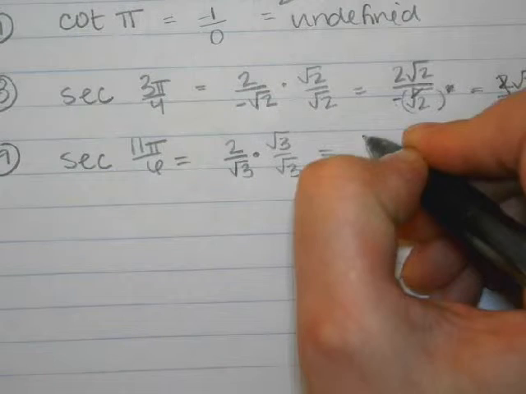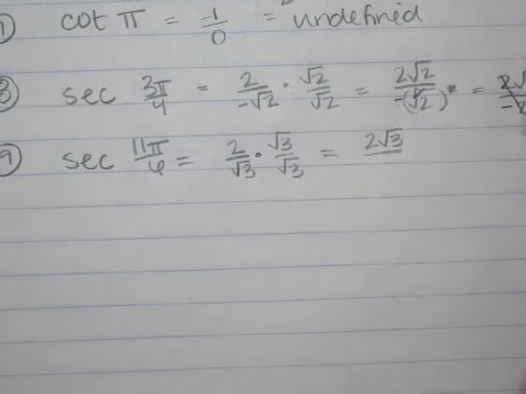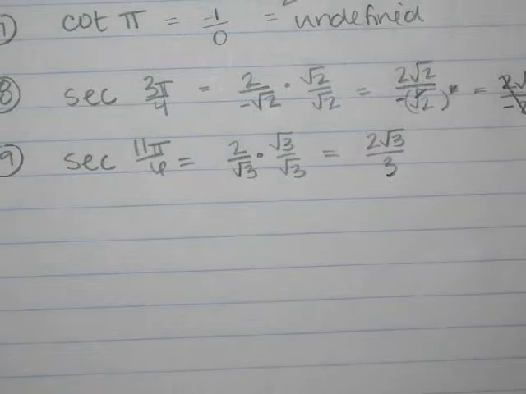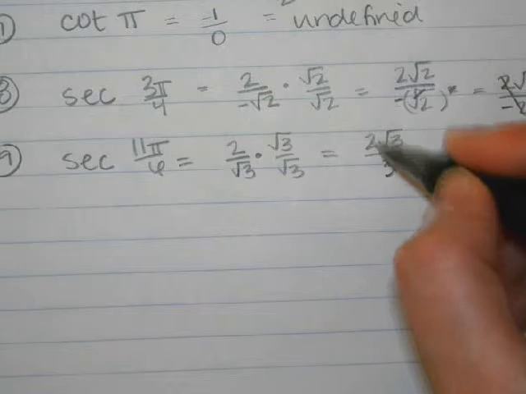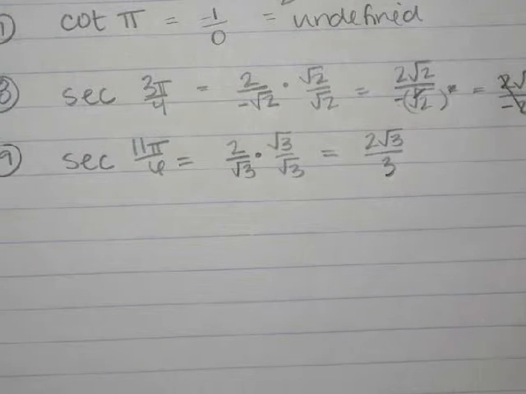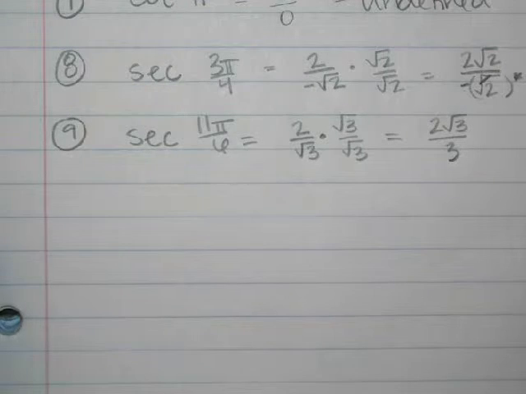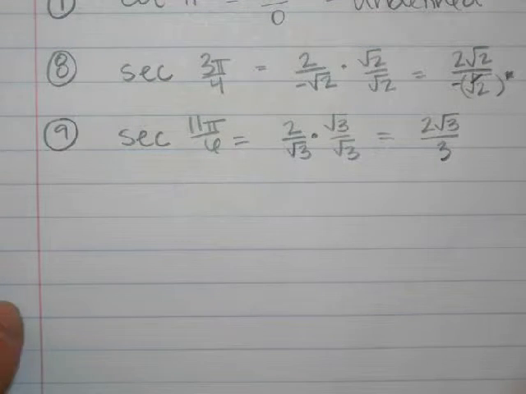So on the top we have 2 square root 3. What do we have on the bottom? 3, right? The square root of 3 times the square root of 3. So you would just get 3. And then that's it. You can't simplify any more than that. Last time we had a 2 on the bottom, so we would have canceled out the 2's, but this time we don't have a 2 on the bottom, we have a 3 on the bottom. Okay, so secant of 11 pi over 6 is 2 root 3 over 3.